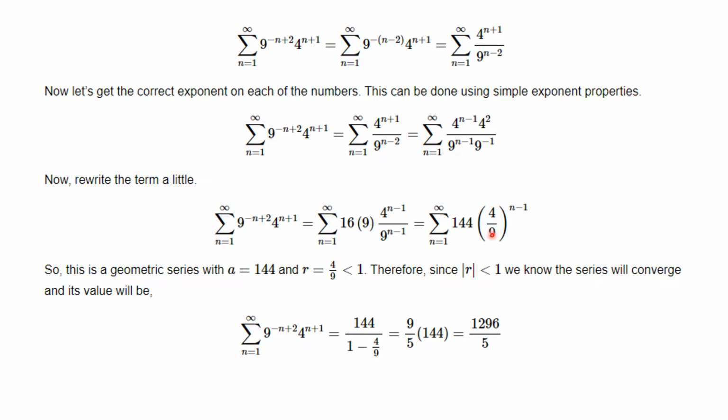This is 144 times 4 over 9 raised to the n minus 1. We have a formula for that. It's the first term over 1 minus r. And so we're good with that. You should simplify this, and your answer at the end of this problem should be 1296 over 5.